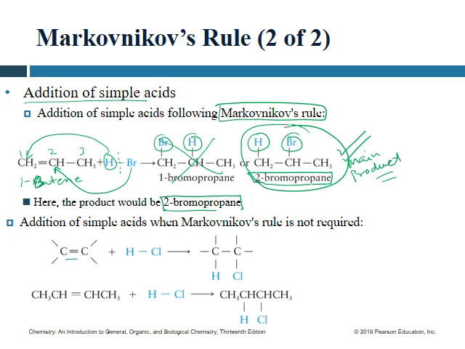Let's take another example. You have an alkene, you have HCl, and the bond is going to break. Right now we don't know how many hydrogens you have across carbons 1 and 2, so we don't have any preference. You can either put hydrogen over here on the first, it doesn't matter, and then the chlorine will go to the opposite, or vice versa.